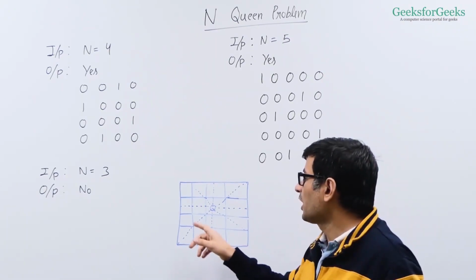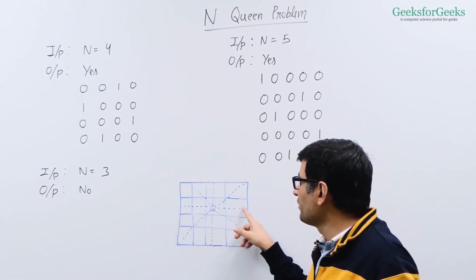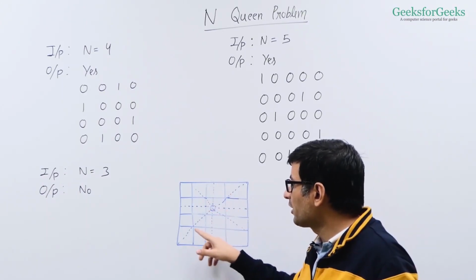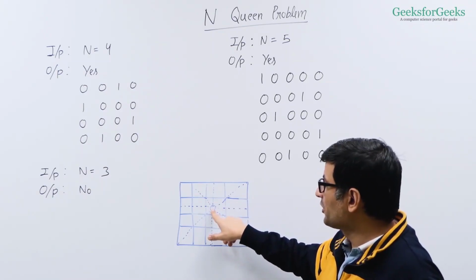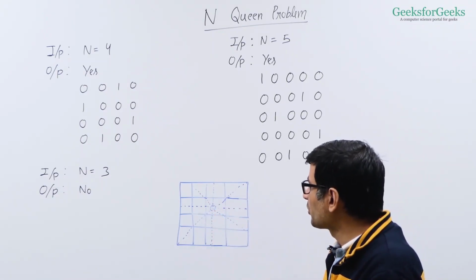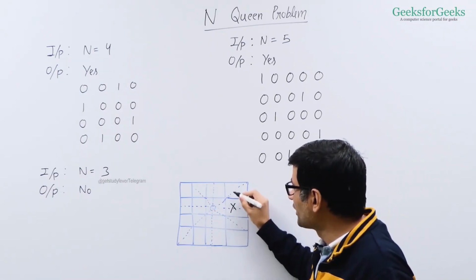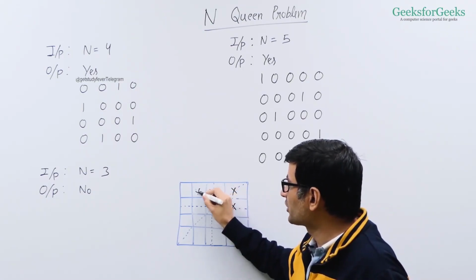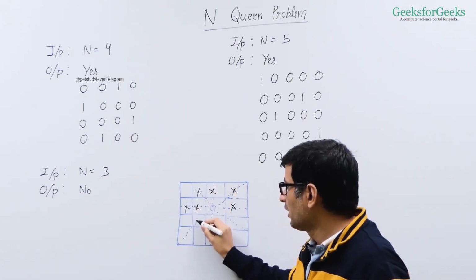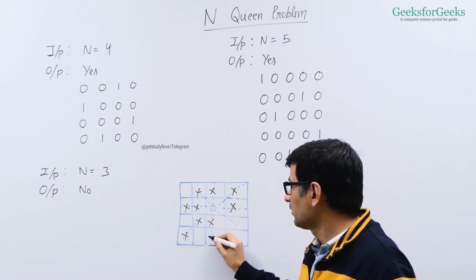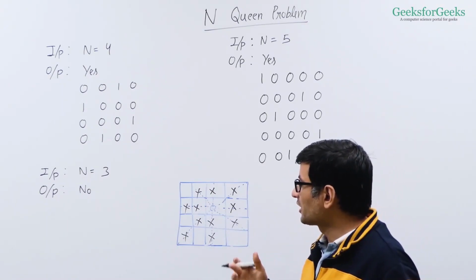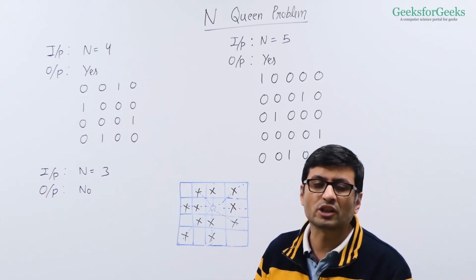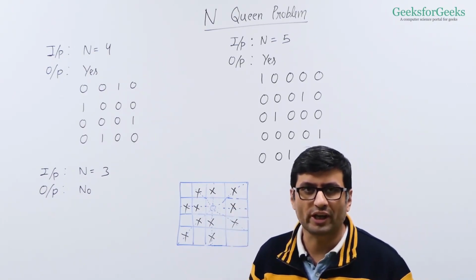Please note that a queen can move horizontally anywhere, vertically anywhere, diagonally anywhere, right? So if your queen is placed here, then you cannot place any other queen in any of these locations. They all are blocked by this queen. So we need to place queens such that no two queens come in range of each other. They do not attack each other.